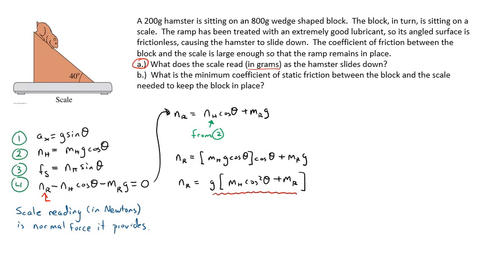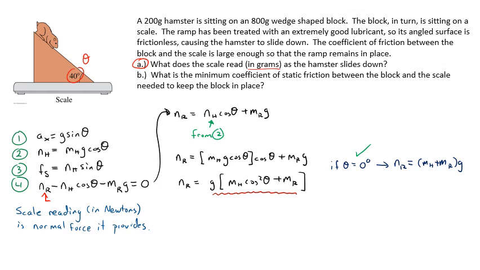That's in newtons. And the other thing you can check is, what if theta equals 0? I get NR is equal to MH plus MR times g, because cosine of 0 is 1. That makes sense, right? Because if theta is equal to 0, remember this thing here is theta. That means the ramp is flat, and so the normal force on the ramp would just be equal to the weight, the combined weight of the hamster and the ramp. So that makes sense, right?